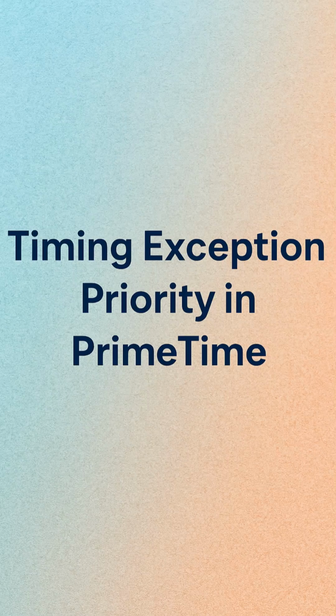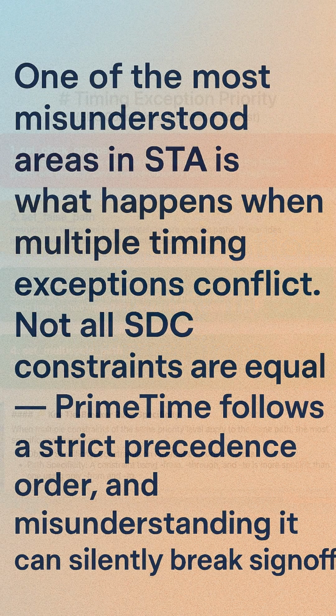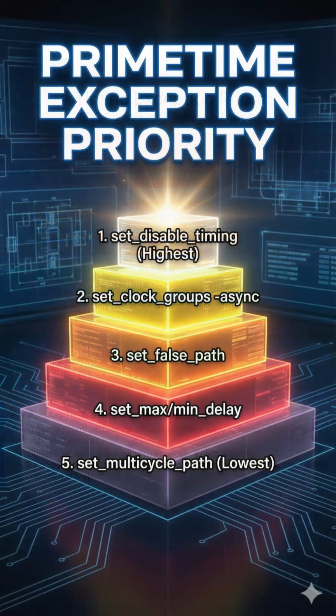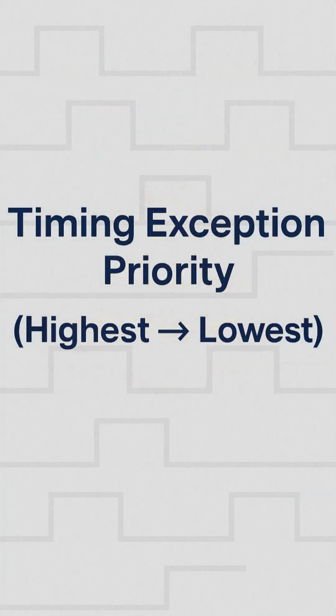One of the most misunderstood topics in static timing analysis is timing exception priority. Many engineers apply constraints correctly, yet PrimeTime still behaves unexpectedly. The reason is simple. Not all timing exceptions are equal. PrimeTime follows a strict priority order. If two or more exceptions conflict, the higher priority constraint always wins, and the lower one is silently ignored.